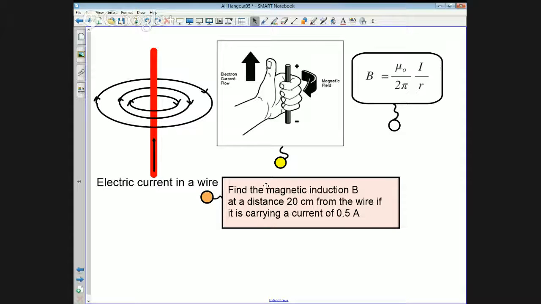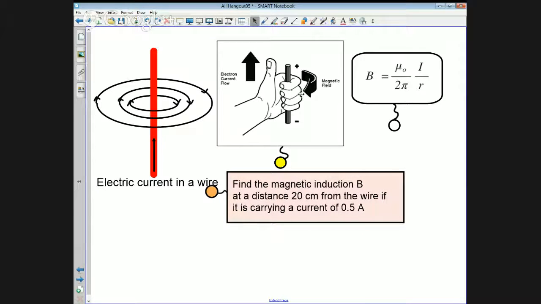So all we really have to do is plug these values into the equation to get the magnetic induction field at a distance from the center of this wire. In this particular case, it's 20 centimeters. So let's plug in our numbers. We start off with the equation. The magnetic field, or the magnetic induction B, is mu naught times the current I divided by 2 pi times the distance R away from the center of the wire.